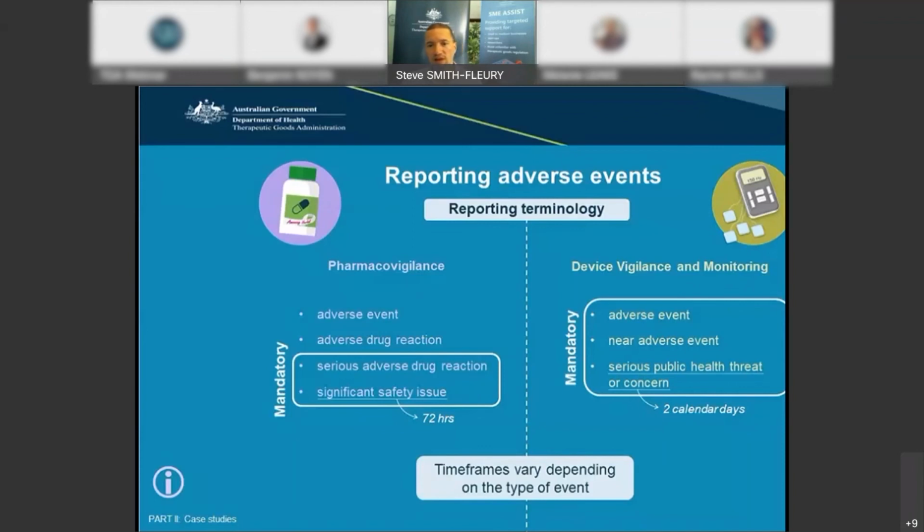Next, number 3, we do have a serious adverse drug reaction. Any adverse drug reaction that results in death, is life-threatening, requires or prolongs hospitalization, results in significant disability or incapacity, or is a congenital abnormality.